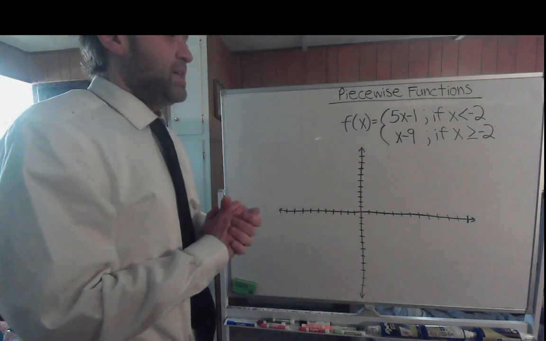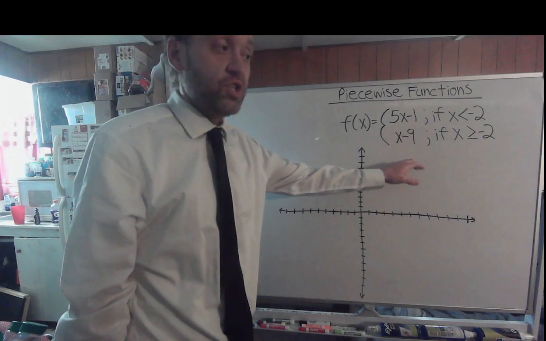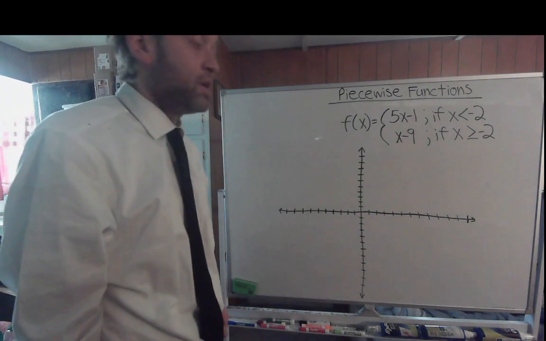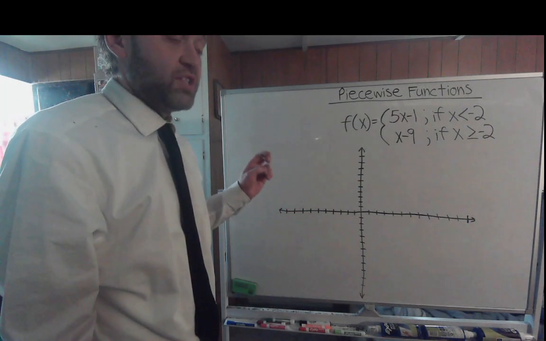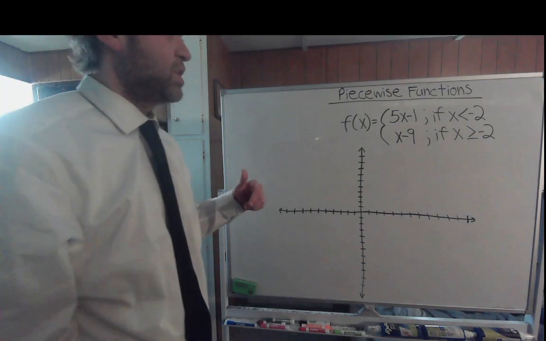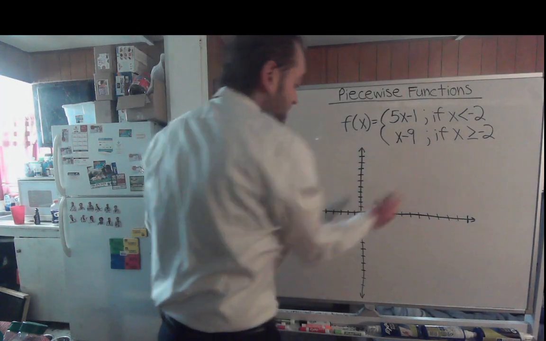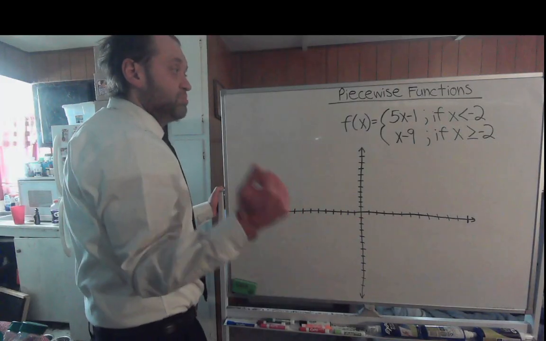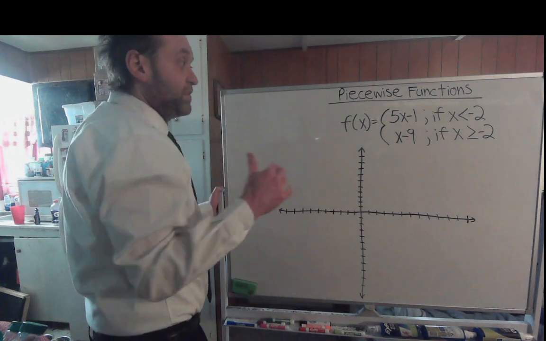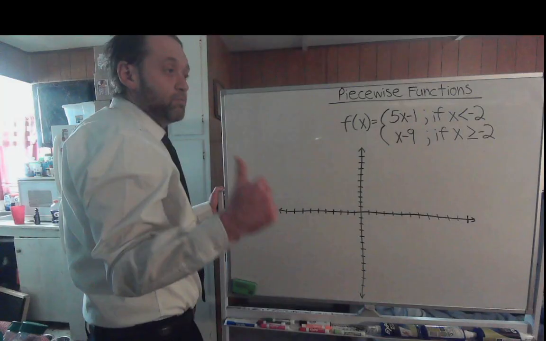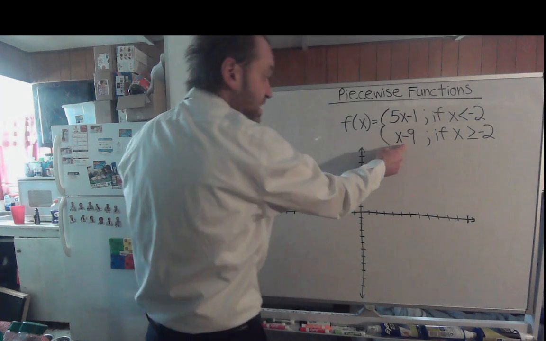What that means is your function behaves like two or more functions. Sometimes you can have more than two functions in a piecewise function for certain sets of domain. It'll behave as two or more different types of functions. So if x is less than negative 2, my function's going to behave exactly like 5x minus 1. If the value of the domain, my value of x, is greater than or equal to negative 2, then the function behaves like x minus 9.